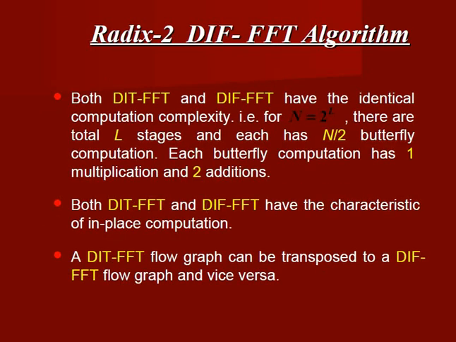So the next thing is, these are the differences. Now we are coming to the similarities. In both the parts the complexities are the same. In both it is 2 to the power L, since it is radix 2. That L is the number of stages also. Whatever the value of L, that is the number of stages in case of both DIF and DIT. Both have N by 2 butterfly computations. Each butterfly has 1 multiplication and 2 additions. Same thing for DIT and DIF. The characteristic is in-place computation.